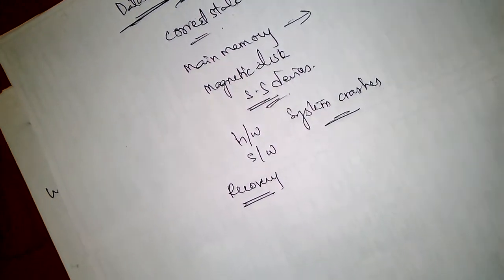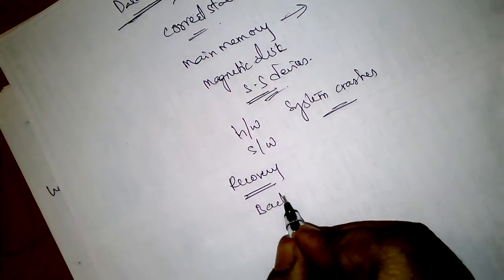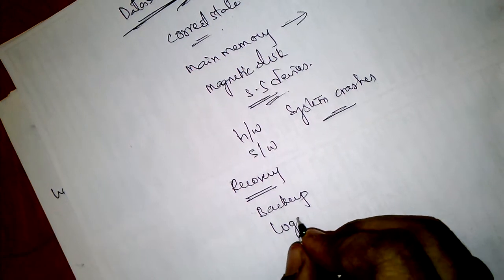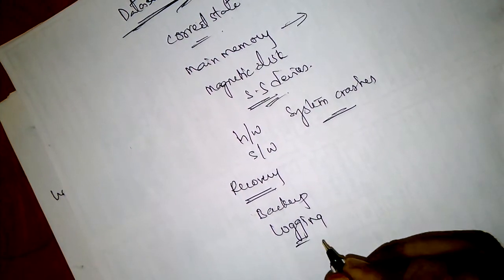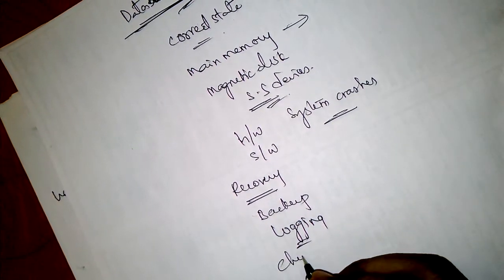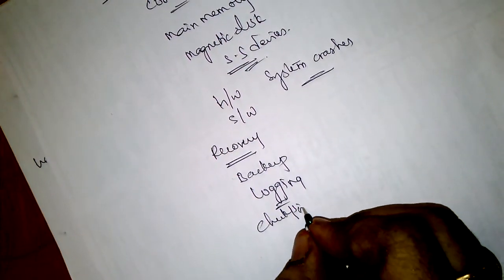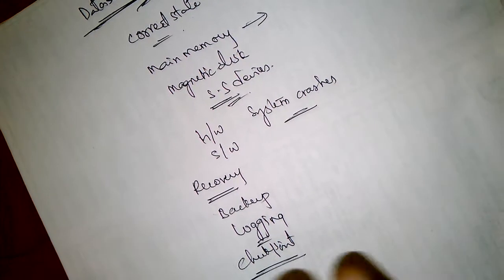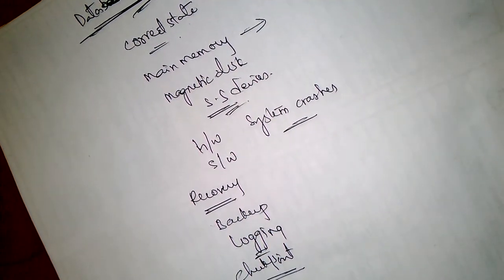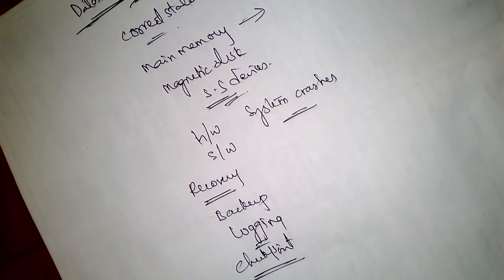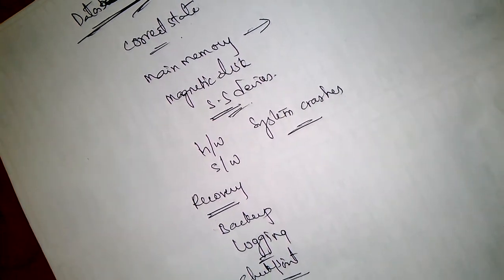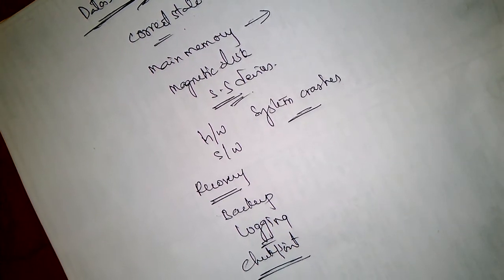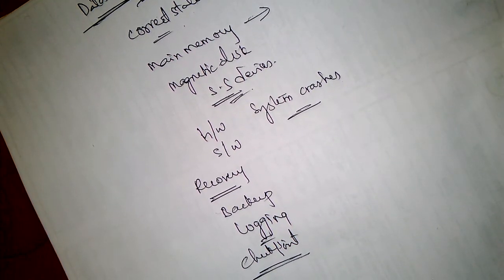The database system has to provide some recovery techniques like a backup mechanism, logging facilities, that is, a log of data, and checkpoint facilities. These are some of the recovery facilities that should be provided by the database system when there is a failure in a transaction. This is database recovery. In the next video we will discuss data recovery techniques.